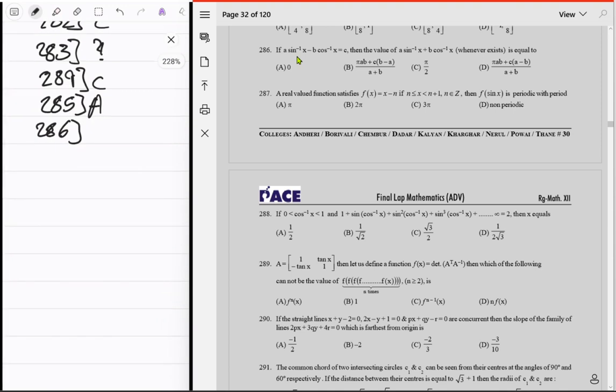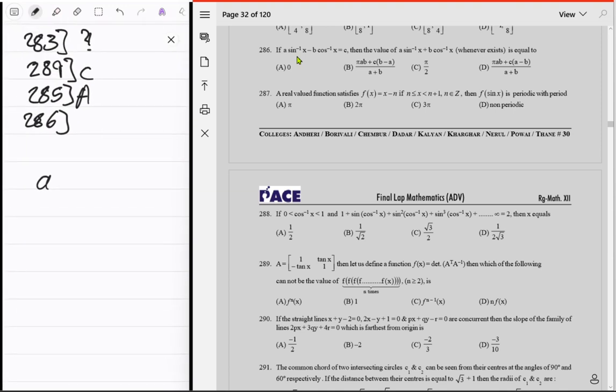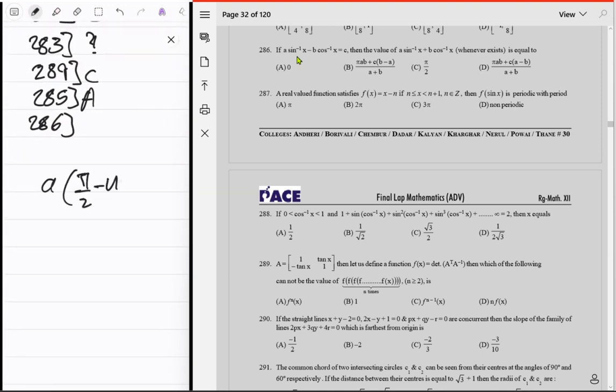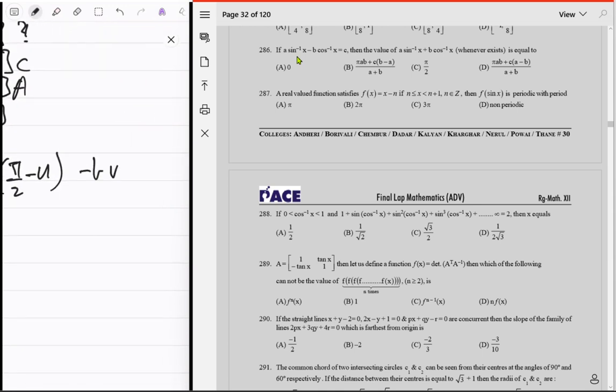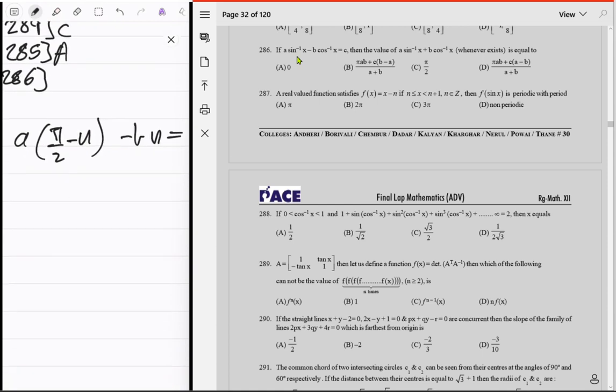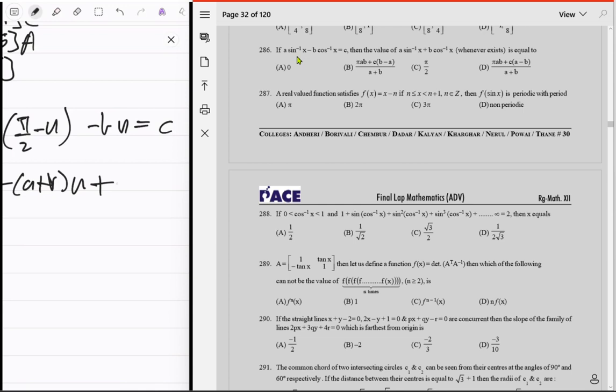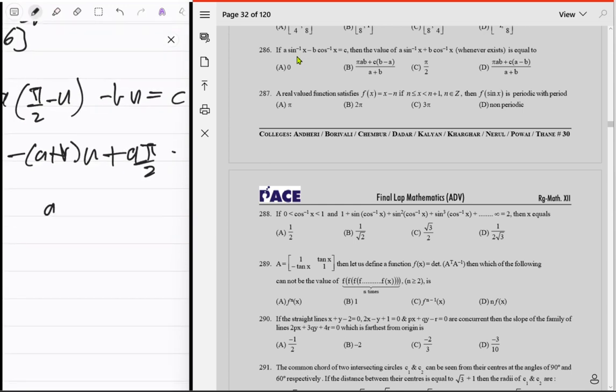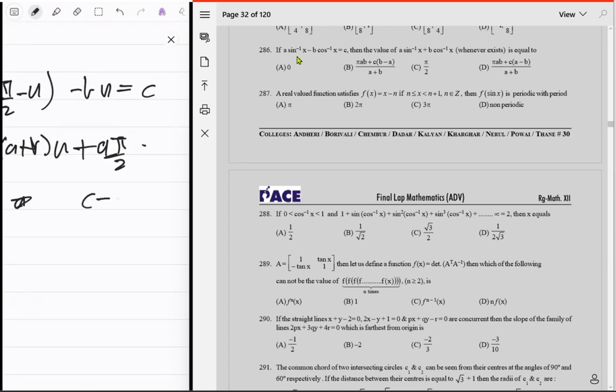Okay, we'll do it. Let cosine inverse of x equal u. So it's A times pi upon 2 minus u, and then minus B u is equal to C, which means negative of A plus B times u plus A pi upon 2 is equal to C. So A plus B times u is equal to C minus A pi upon 2. So u is equal to C minus A pi upon 2, upon A plus B, right?